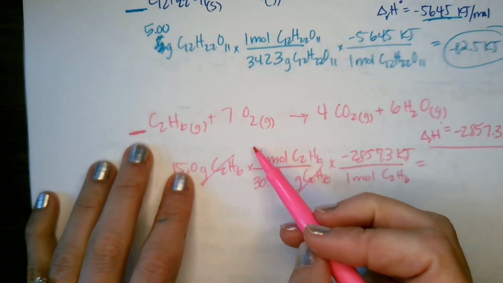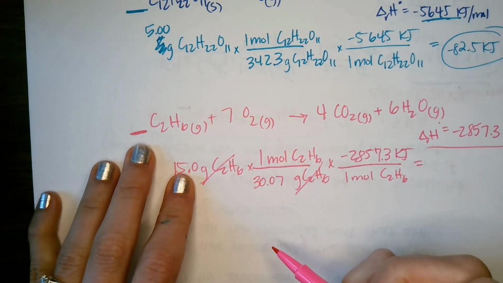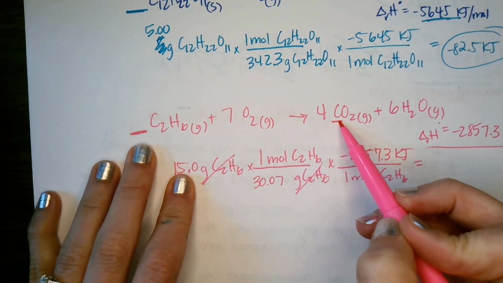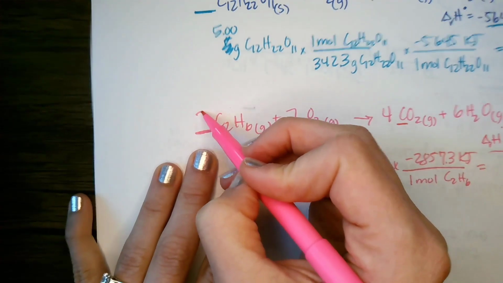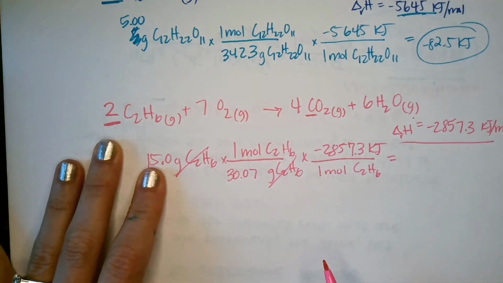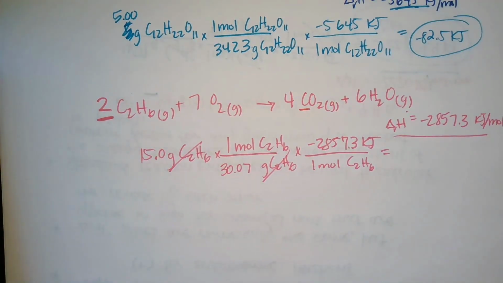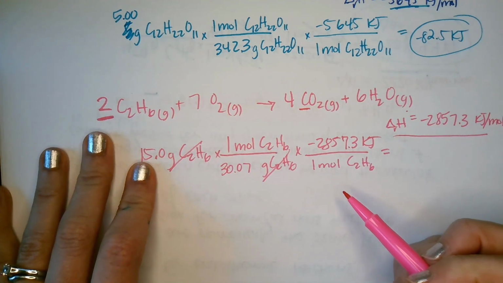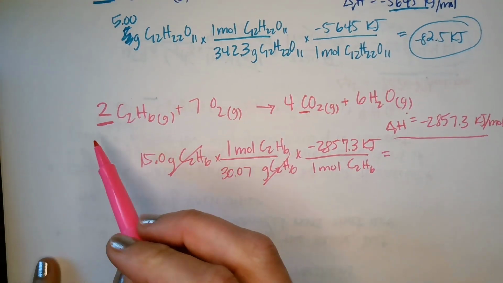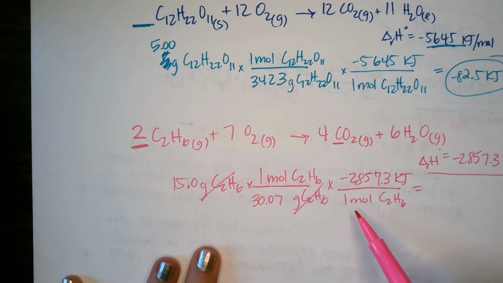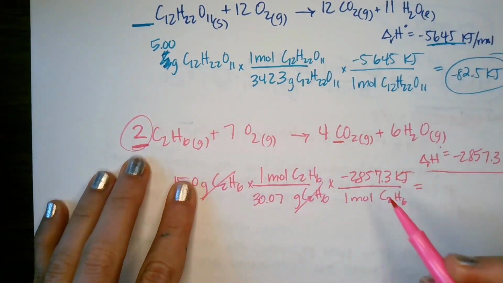I did something wrong. Did I not balance this right? You guys, I didn't balance this right. Because look, I have 4 carbons on the right, and I only have 2 carbons on the left. Ooh, that would make a big difference. I thought something didn't look right. Okay, well, hey, this is the beauty of checking our work. Something did not seem right.